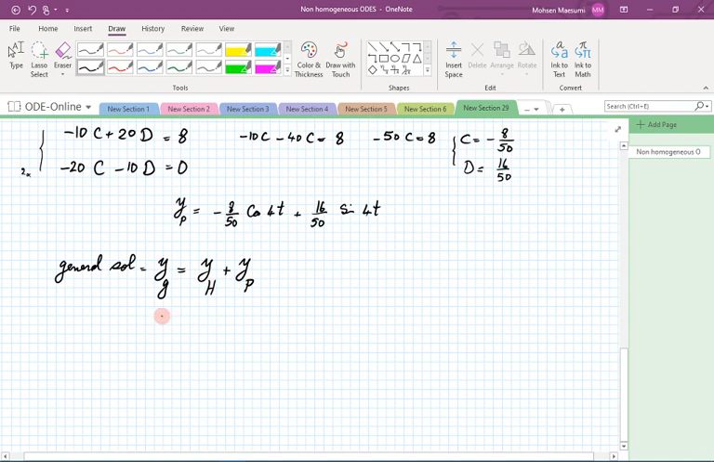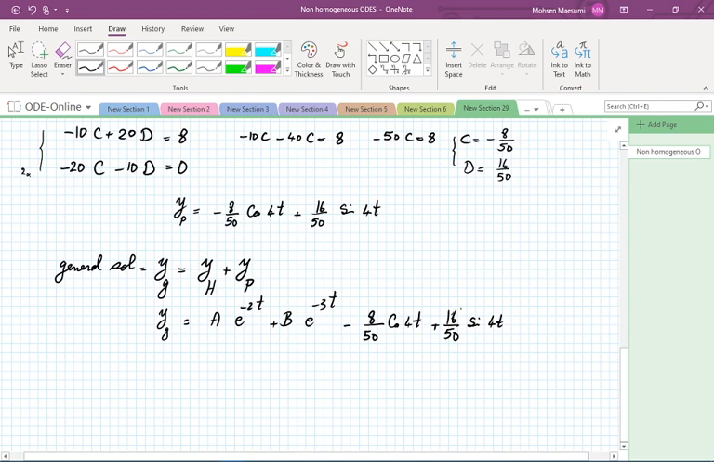So what do I have? y general, or simply just y, is going to be all that we have so far: a exponential of minus 2t plus b exponential of minus 3t. Then I have these new pieces, 8 over 50 cosine of 4t, and then 16 over 50 sine of 4t.